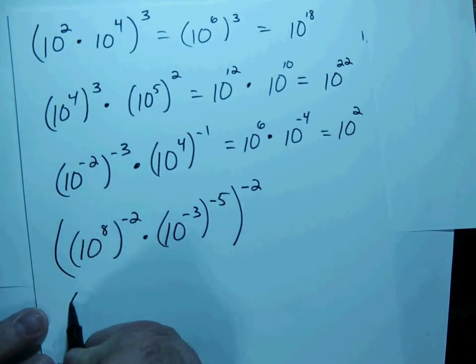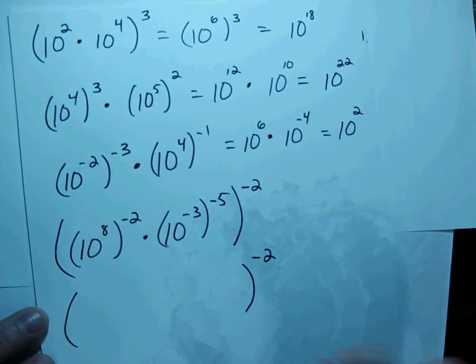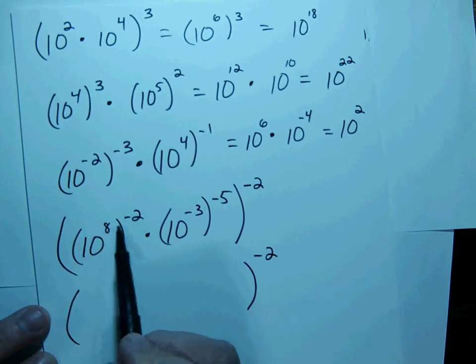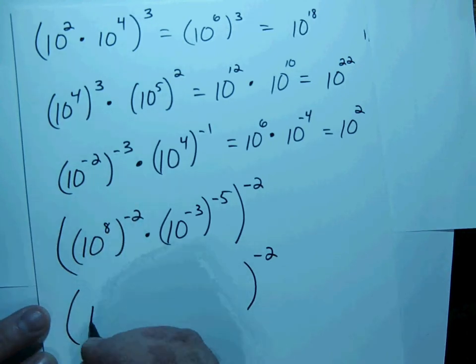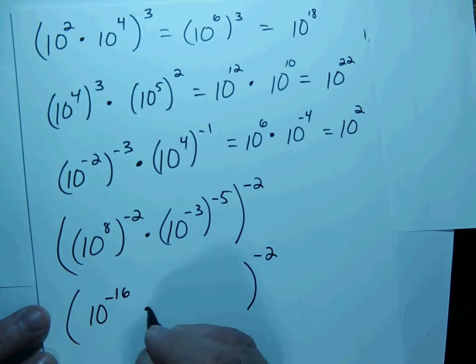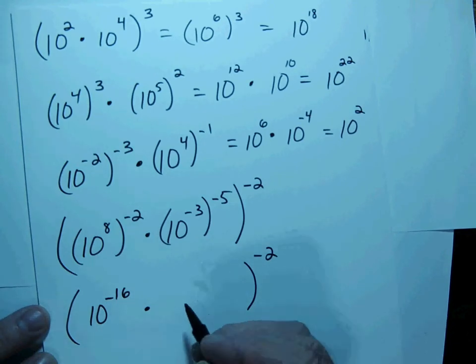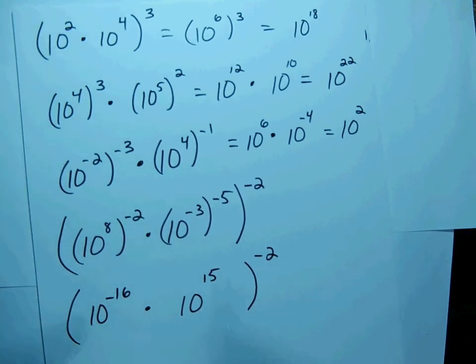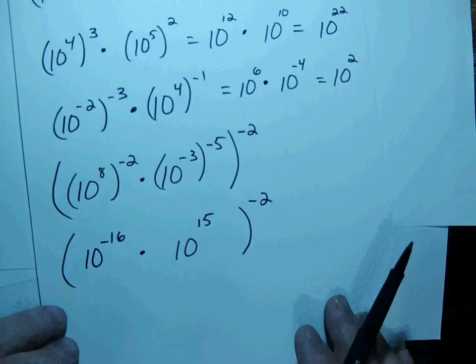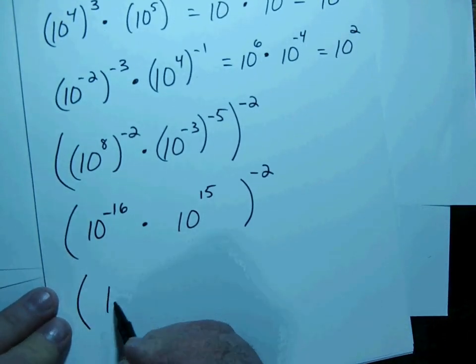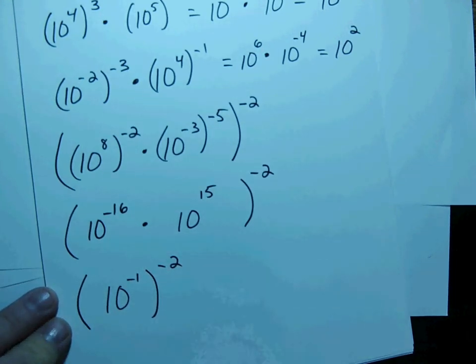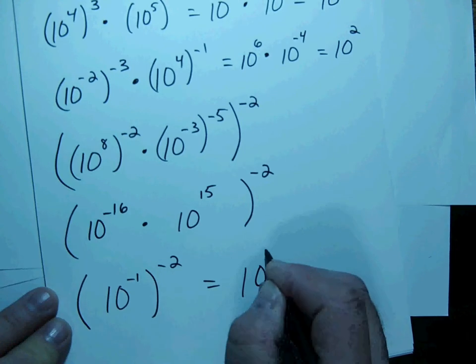Inside here, we've got some big old parentheses with a negative 2. We're going to worry about that at the end. Inside this parentheses, what's cooking here? I've got 10 to the 8th and then raised to the negative 2, so that's 10 to the negative 16th power times 10 to the negative 3 raised again to the negative 5, so that's 10 to the positive 15th power. Now I'm just doing a straight multiplication in here, and when I do a straight multiplication, I'm adding the exponents, so that's 10 to the negative 1 power. And then that's raised again to the negative 2 power, so I'm going to get 10 to the positive 2.